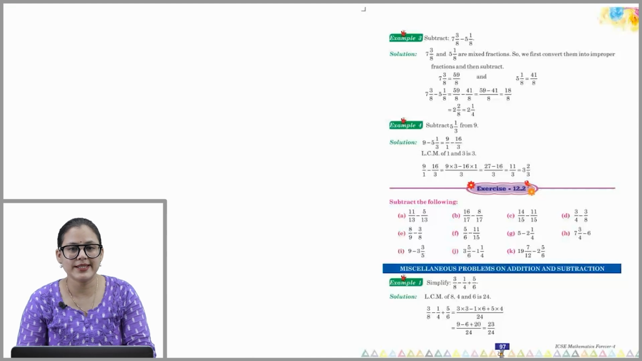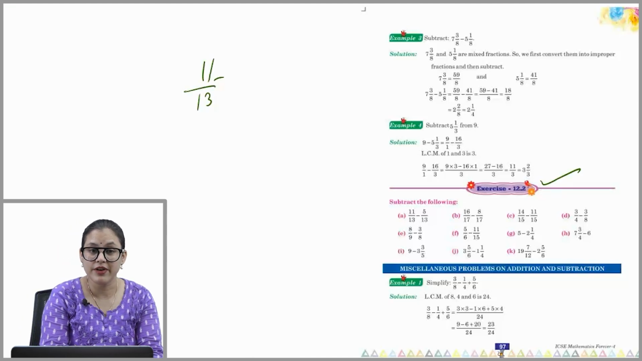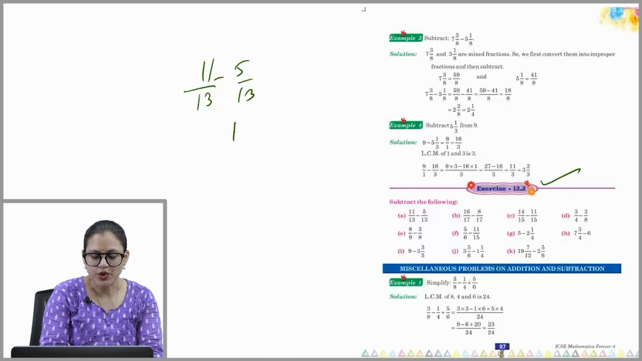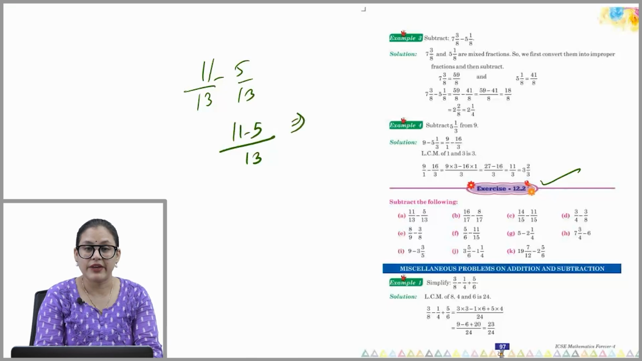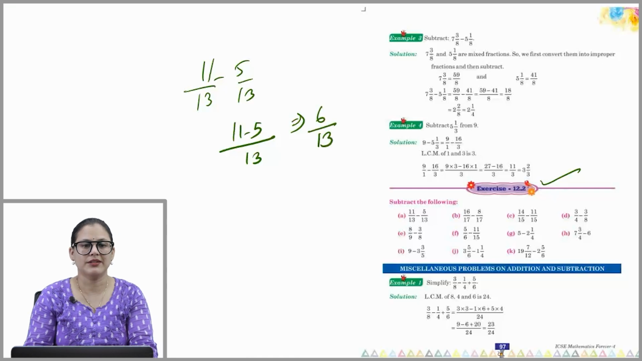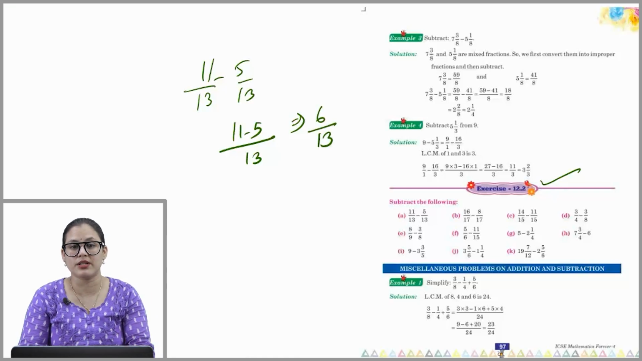Now let's do exercise 12.2. 11 by 13 minus 5 by 13. What will you do? You will subtract the numerators and write the common denominator. Okay. 11 minus 5 is 6, 6 by 13. Right. Next, miscellaneous problems of addition and subtraction.